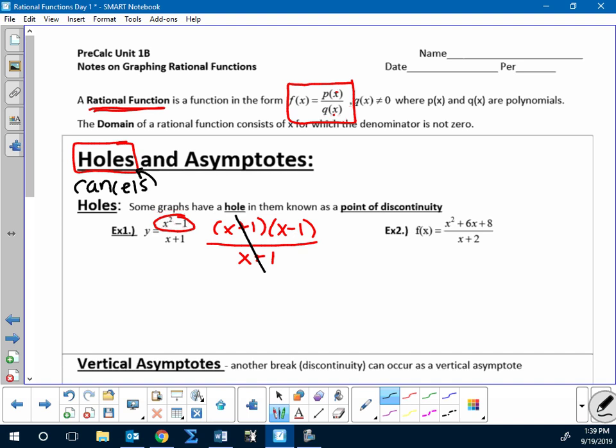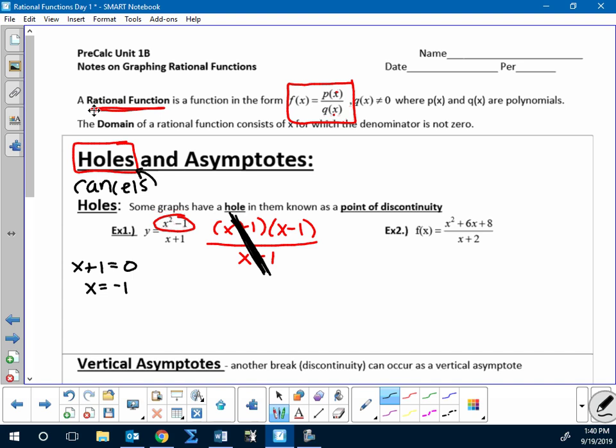A hole in your graph is like an open circle. I don't know if you've ever seen a graph like that before, but that's what we're going to graph today. So that open circle is what a hole in the graph looks like. Our hole is going to be located at whatever cancels out. We have to set that equal to 0, just like we do when we find zeros of functions. So our hole is going to be located wherever x plus 1 is equal to 0, because that's what canceled. So really, our hole is located at x equals negative 1.